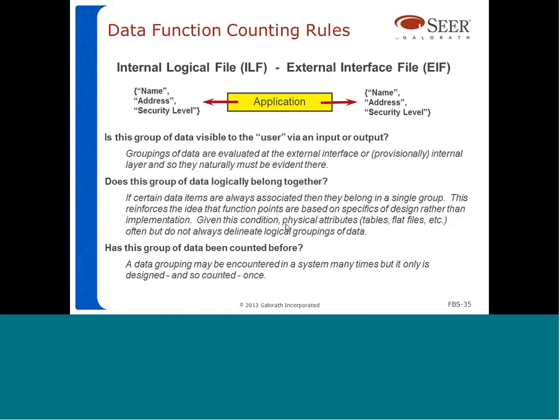So for example, contact information, right? All the information related to the contact is logically related. If you have, for example, the contact name, the contact phone, the contact email, the contact's Skype account, all that information belongs together, okay? And therefore they are seen as either an internal logical file or an external interface file, okay? Because the information belongs together. And something very important is we don't need to double count, okay? So before we count something as an internal logical file or an external interface file, we have to make sure it hasn't been counted before, okay? So don't count it twice.